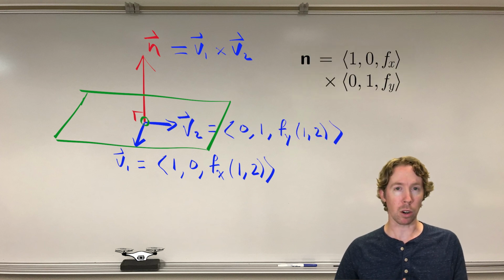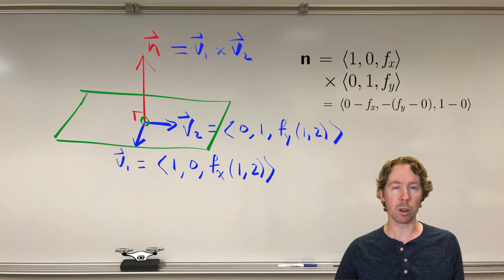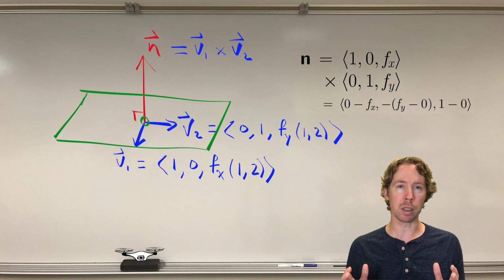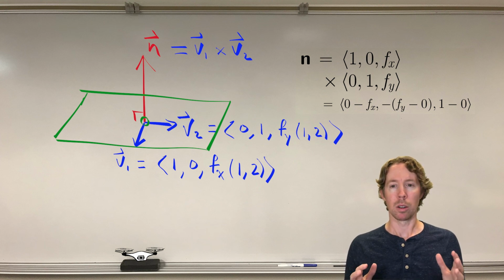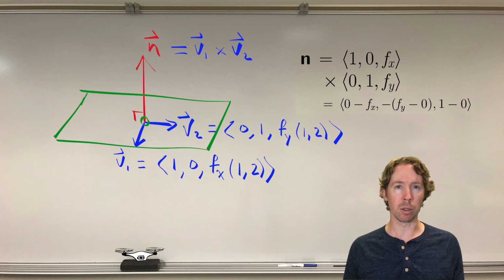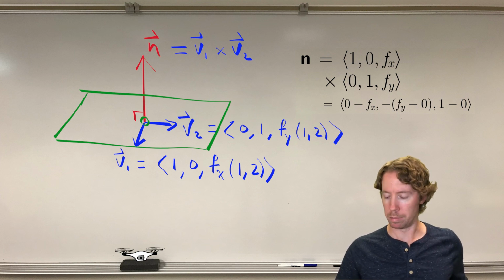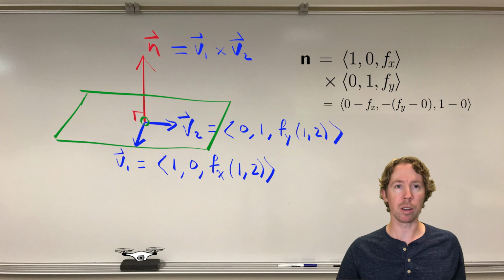And now we can take their cross product, and when you take their cross product, in that first slot, you get 1 times fy minus 0 times fx. In the second slot, you get minus, and then in parentheses, you get 1 times fy minus 0 times fx. And then in the last entry there you get 1 times 1 minus 0 times 0.